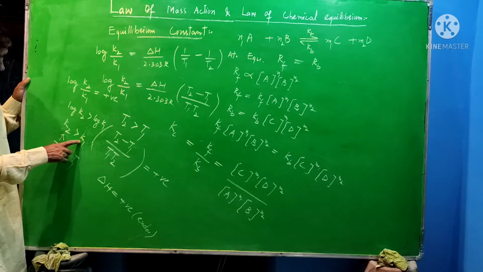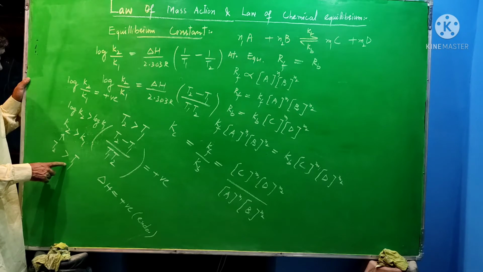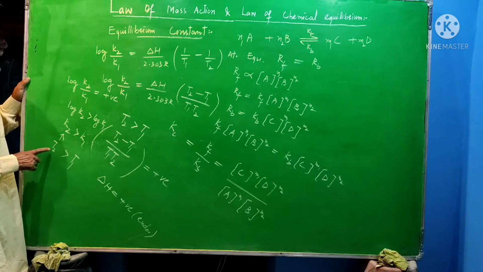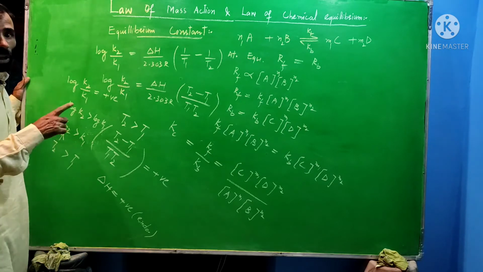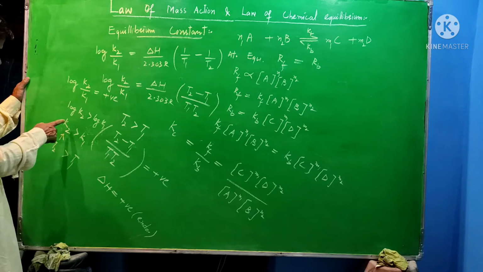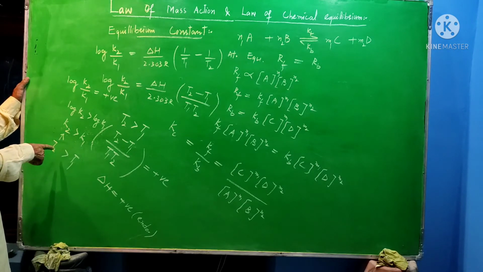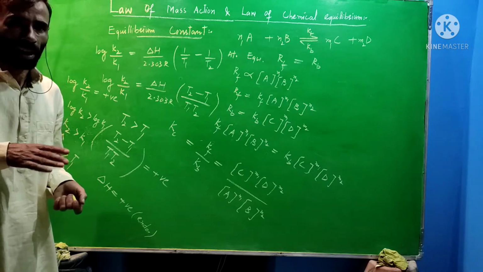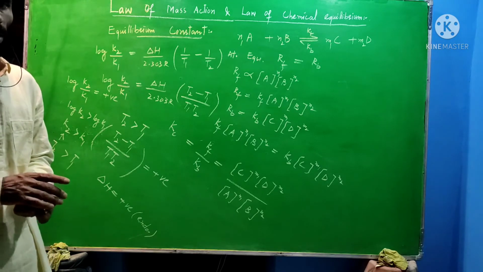Means at lower temperature, if the reaction is carried out at T1, T1 being lower than T2, its equilibrium constant is K1, and the same reaction carried out at temperature T2, T2 being higher than T1, its equilibrium constant at this temperature is more. So for an endothermic reaction, the equilibrium constant of the reaction increases with increase in temperature.